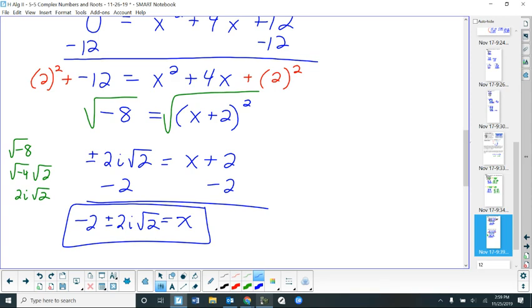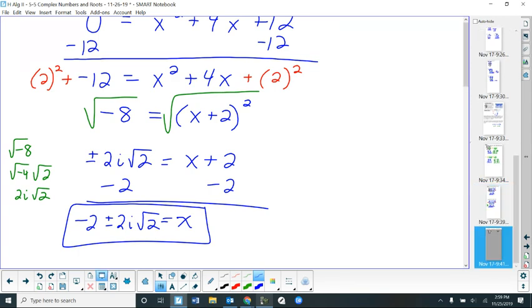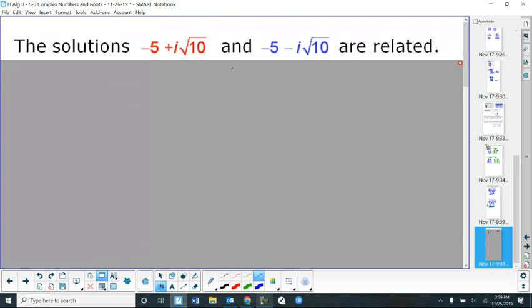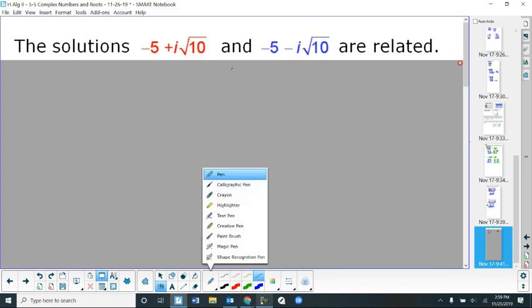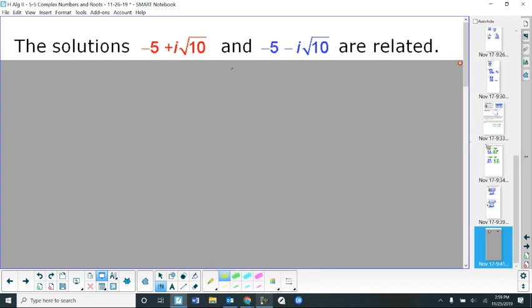All right. Well, the last piece is really easy. These two problems, those were the important parts. This last part is super, super easy. These two solutions are related. Notice that the real parts are negative 5. So notice that the real parts are exactly the same. They did not change. And notice that the imaginary parts are opposites.